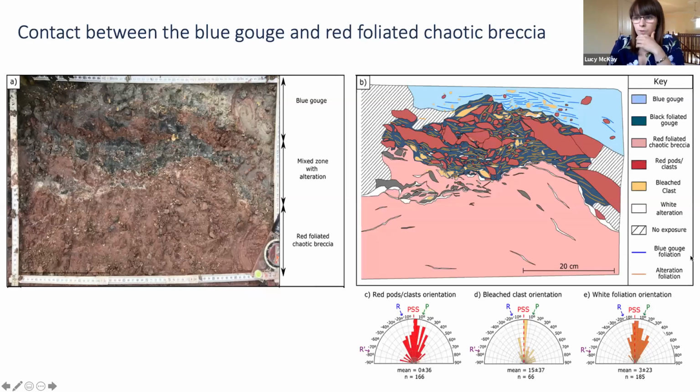But as we're moving further away from the blue gouge, you can then come into that red unit that was foliated and had the clear structural fabric. So this image here just shows the contact that was in the field between these two units. And again, the contact itself and all the alteration within the contact shows us evidence of shear.